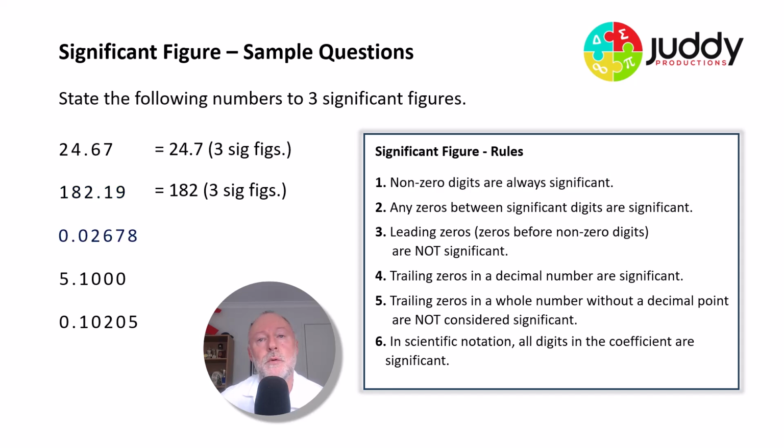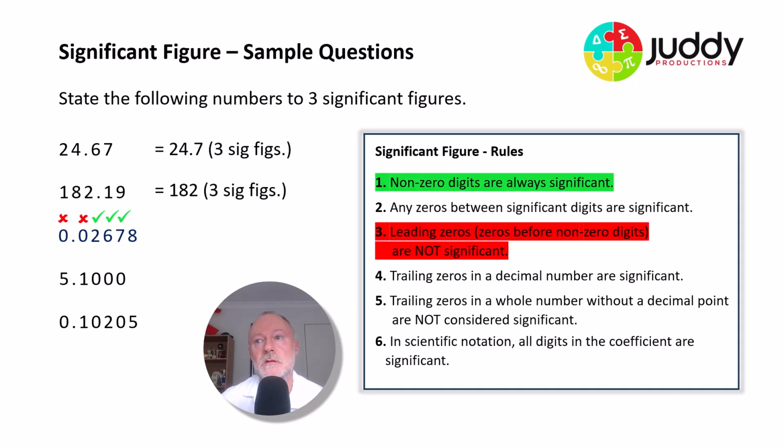Next, we have the 0.02678, and we want to round that to 3 significant figures. So, first of all, rule number 1, the non-zero digits are always significant. So the 2, the 6, the 7, the 8 are significant. However, we only want the first 3. And rule number 3, leading zeros before the non-zero digit are not significant. So we're looking at the 2, 6, and the 7 as the first 3 significant digits.